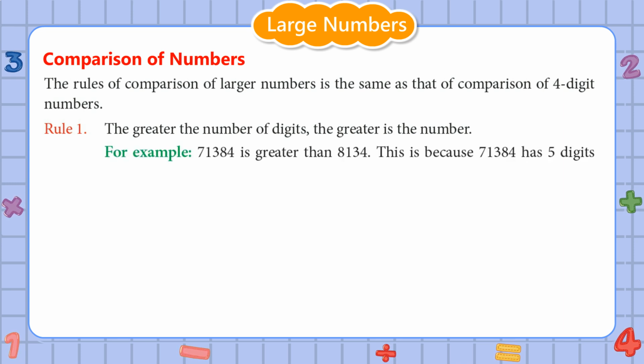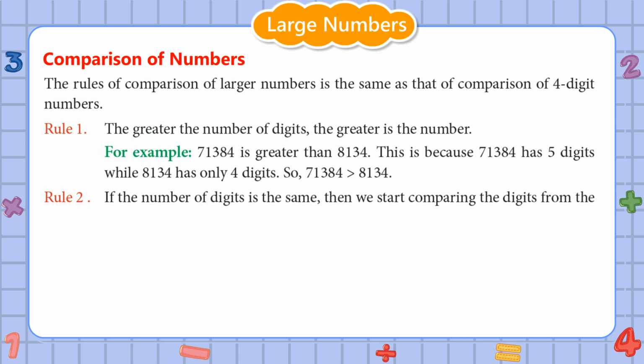For example, 71,384 is greater than 8,134. This is because 71,384 has 5 digits, while 8,134 has only 4 digits. So, 71,384 is greater than 8,134.